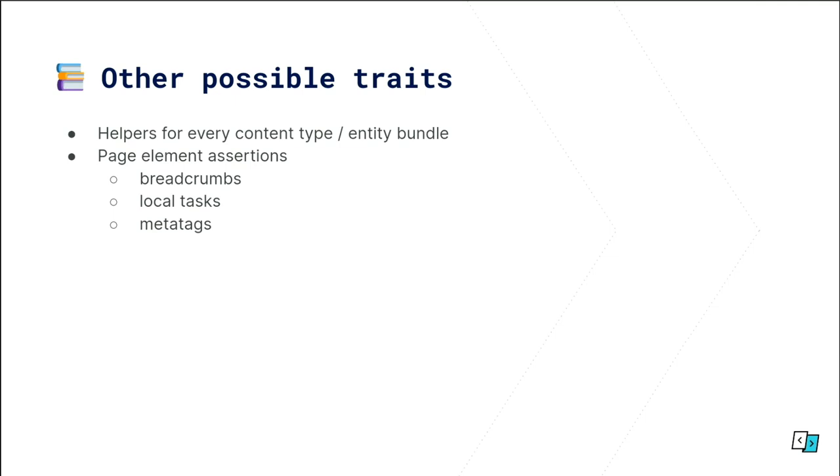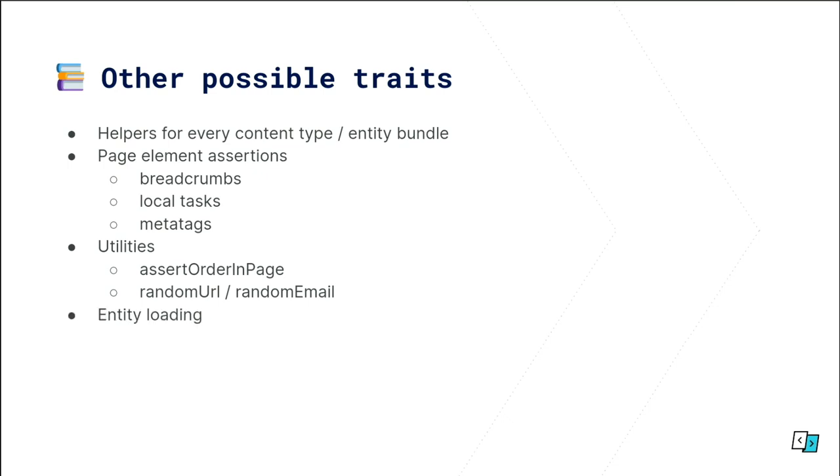And then probably some utilities like assert order in page. So if you have a requirement to list things A to Z or by weight or whatever, you could have a function like that that scans that each of those expected items appear in the right order. Things like creating random URLs or random emails, which are good for just dummy data for testing.